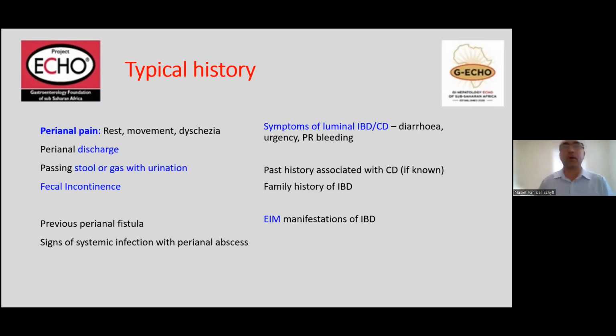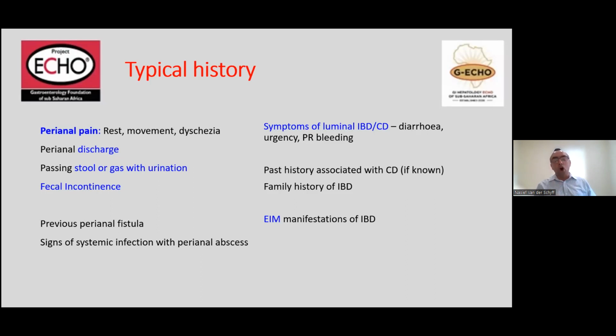So when we have patients with peri-anal disease in the setting of Crohn's, how should we evaluate this patient? As with any other patient, it starts with a history. This is the typical history that we would encounter in our clinic. The commonest symptom certainly is peri-anal pain, and peri-anal pain may occur at rest, with movement, but also with a bowel movement. Peri-anal discharge is a very debilitating symptom, and that's certainly common, especially if people have draining fistulas.